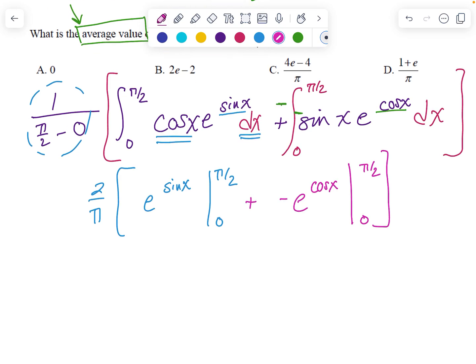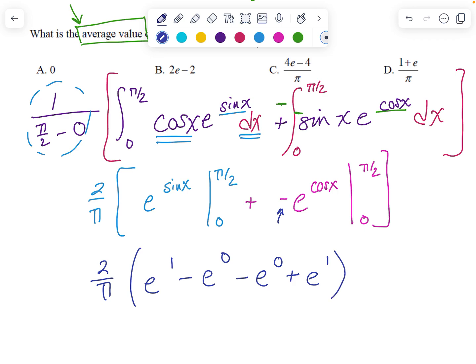And it should all be pretty. Okay, let's find out. So 2 over pi, I'd have e to the, oh, now I have to do trig values. Okay, so e to the sine of pi over 2 minus e to the sine of 0. And then here I'd have subtraction from here. E to the cosine pi over 2 minus a negative, so plus e to the cosine at 0 is 1.